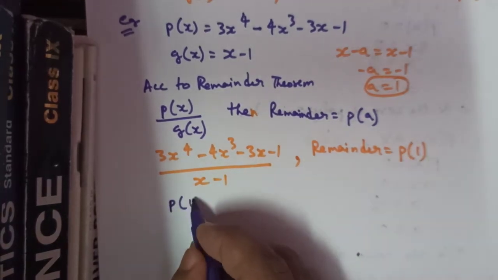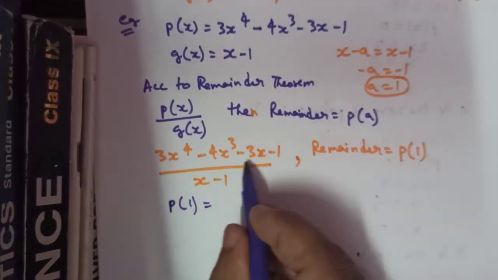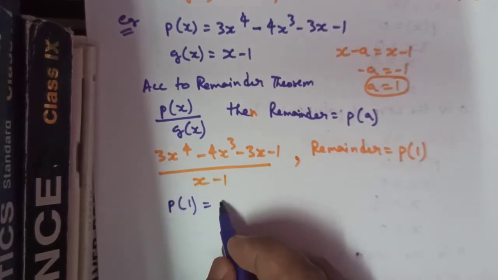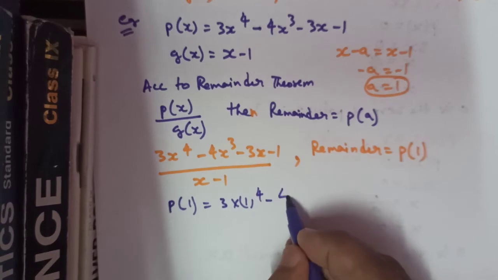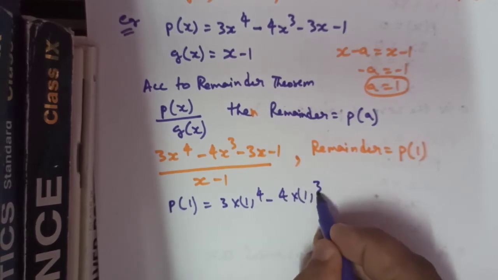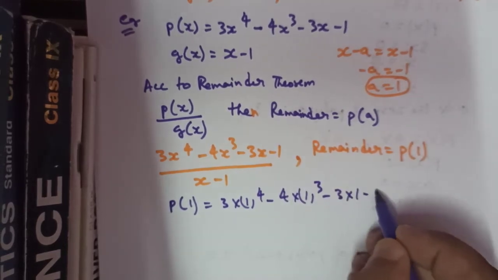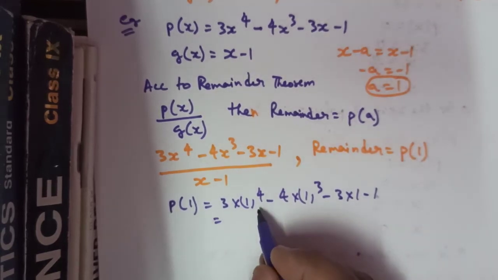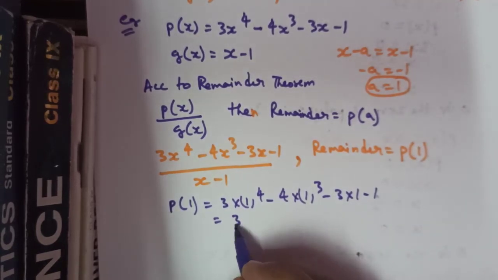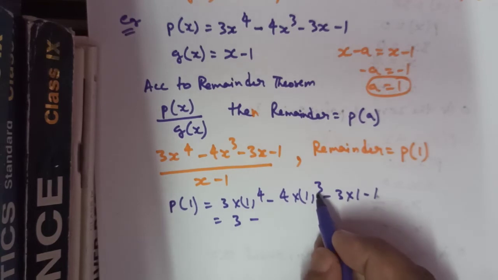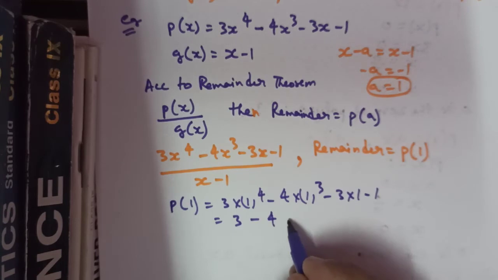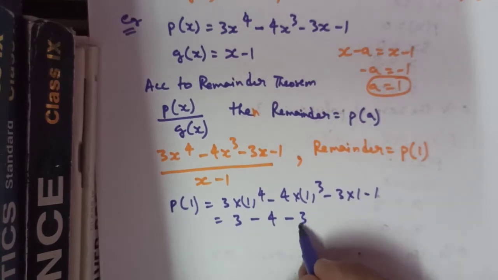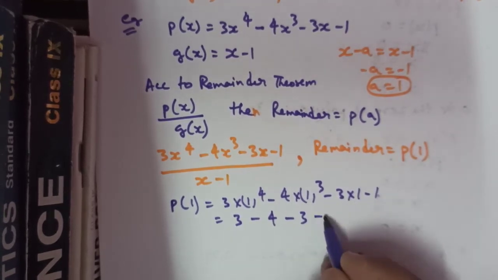So p(1) will be, since the polynomial p(x) is this, so 3x power 4 will become 3 times 1 power 4 minus 4 times 1 cube minus 3 times 1 minus 1. So 1 power 4 is 1, 1 times 3 will be 3, minus 1 cube is 1, times 4 will be minus 4, minus 3 into 1 will be minus 3, and this will be minus 1.